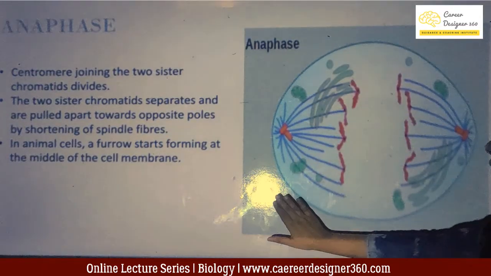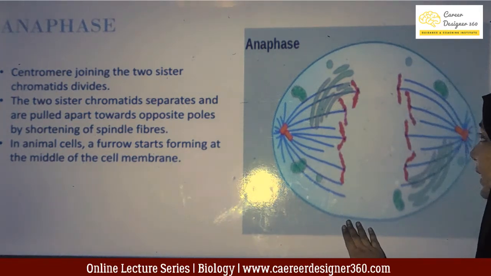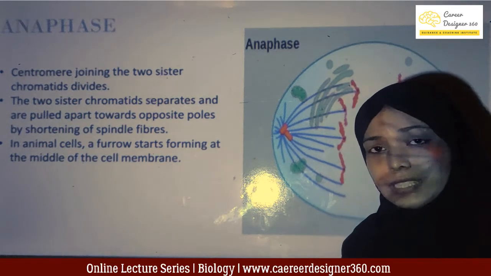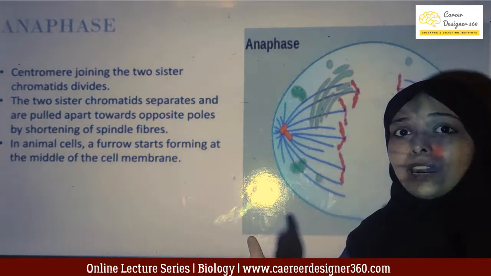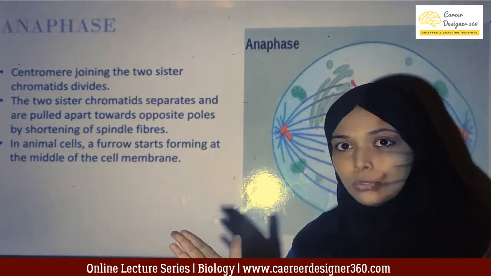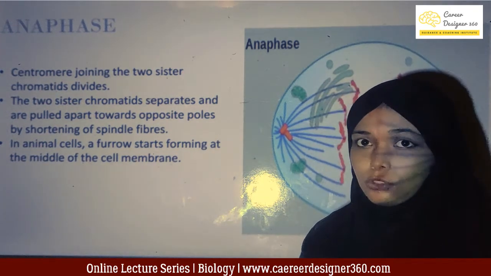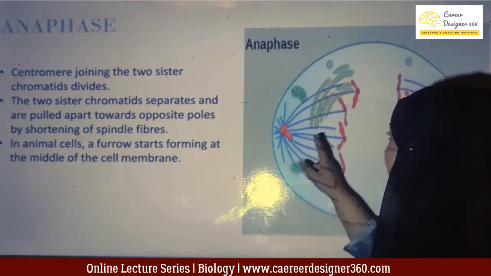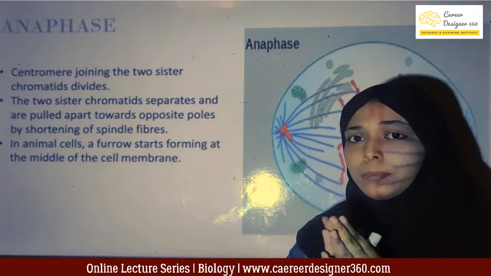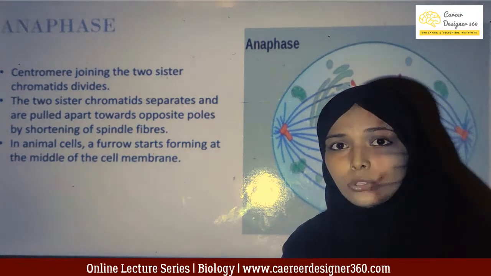Next we move on to anaphase, or the later phases of mitosis. As we had already seen, the two sister chromatids had attached themselves to the spindle fibers. Now these spindle fibers will help in the moving and separation of the two sister chromatids. Why are these two sister chromatids actually separating out? Why can't they be together like the chromosome?